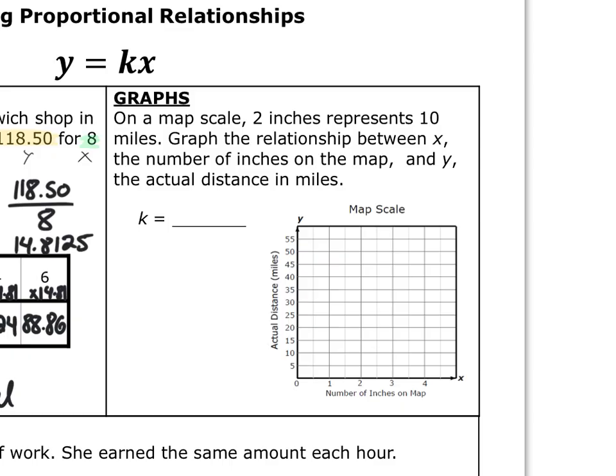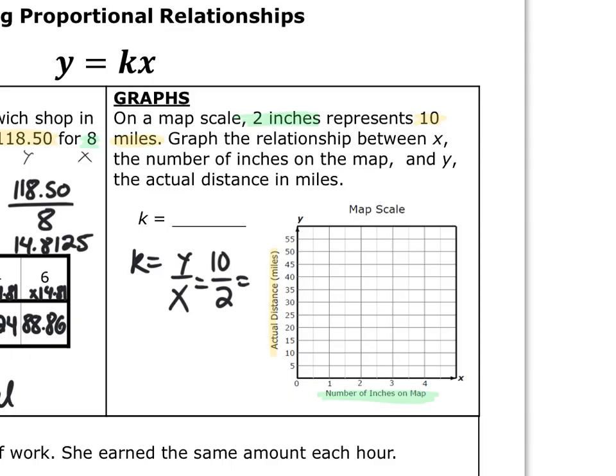Graph the relationship between x, the number of inches on the map, and y, the actual distance in miles. All right, let me get out my highlighter. I believe that last time I used green for x. So in this case, green is my inches. And I used yellow for y, so I'm going to keep that up. So y is my miles, and there's my 10 miles. All right. I know that k is going to equal y over x. So I'm going to have 10 over 2.